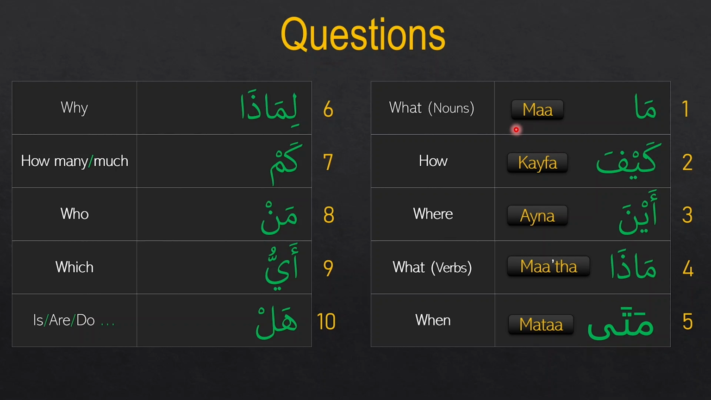Let's do it one more time. Repeat after me. ما. كيف. أين. ماذا. متى. Alright, very good. So let's continue.